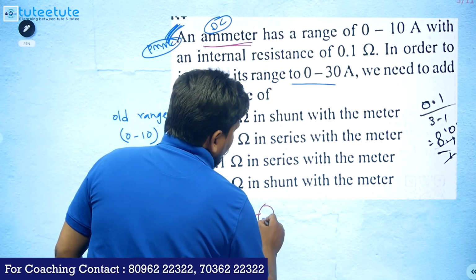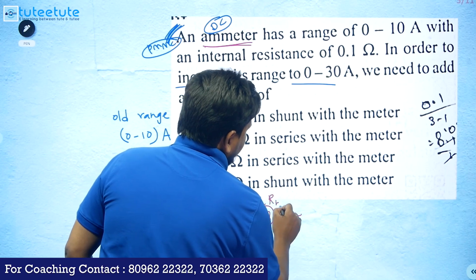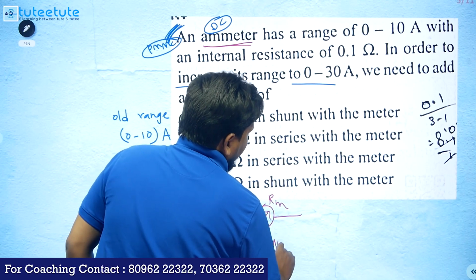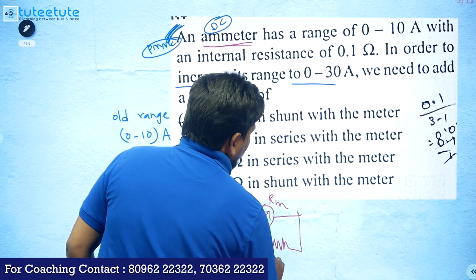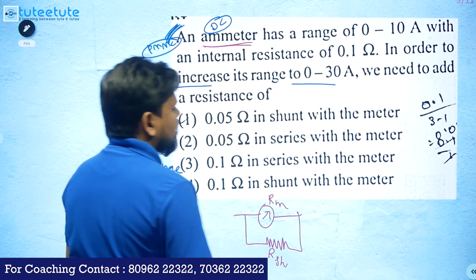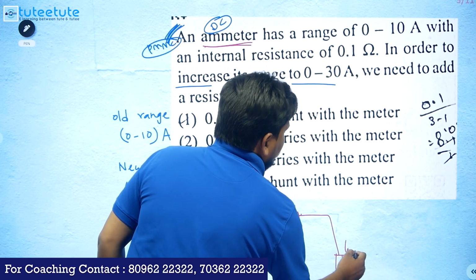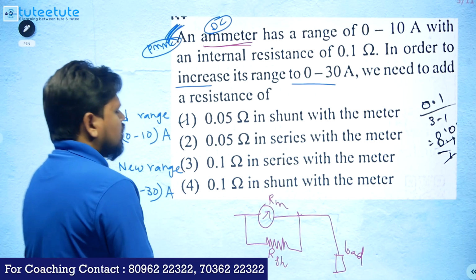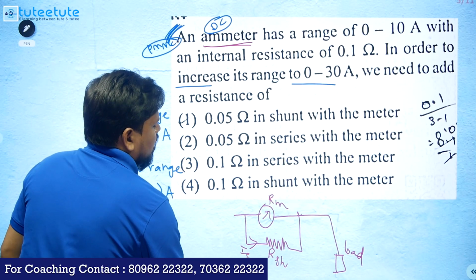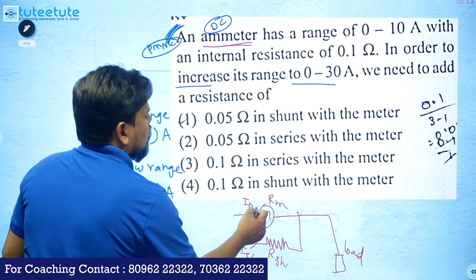If you see the diagram, this is the meter resistance. In parallel to this, or in shunt with this one, we have to connect RSH, that is the shunt resistance. This whole combination will be in series with the load. In this one the current is ISH, and in this one the current is IM, like this.